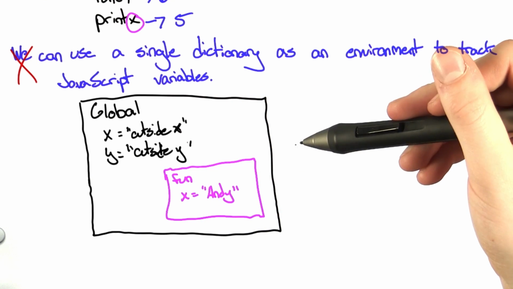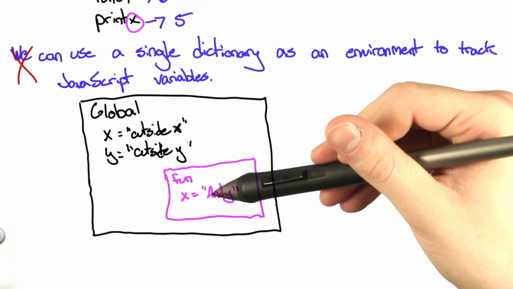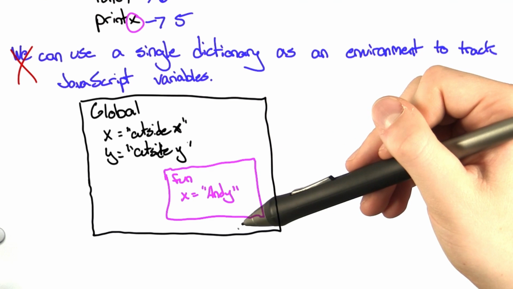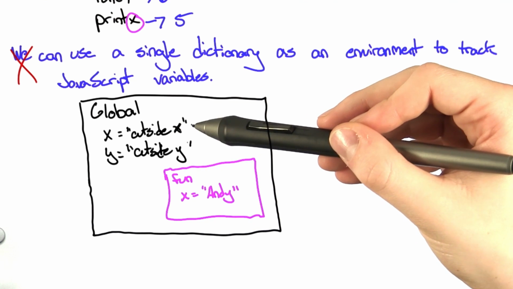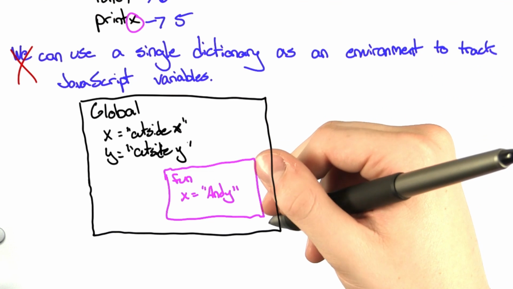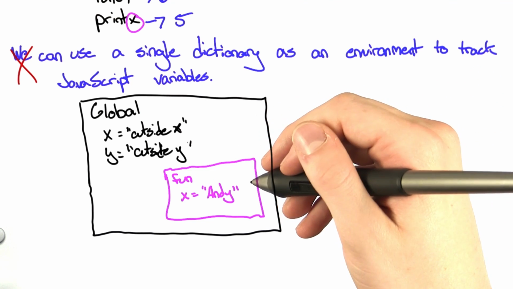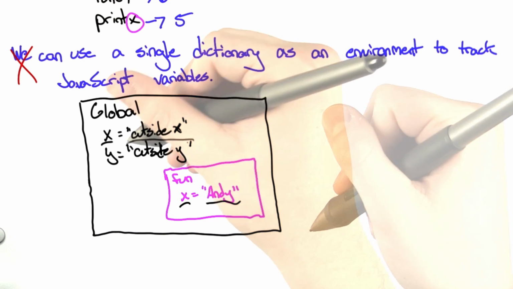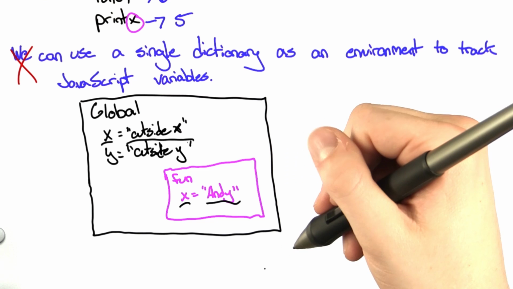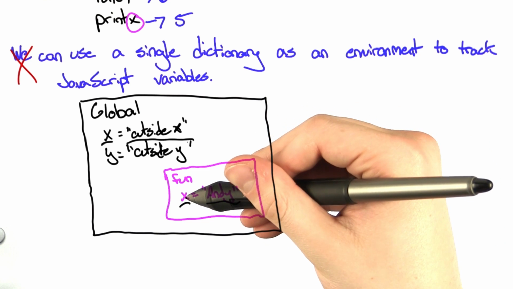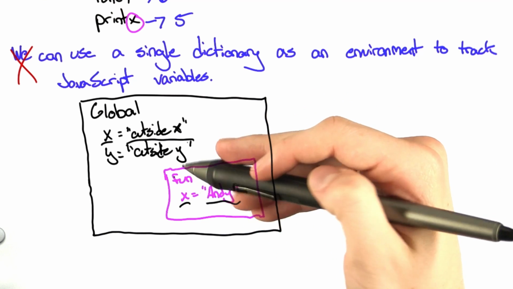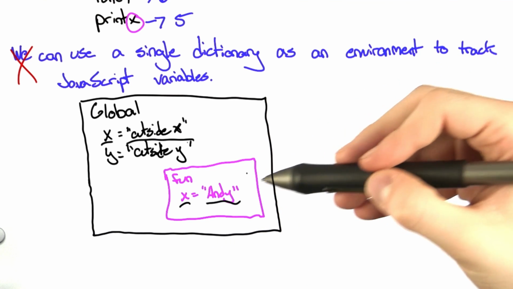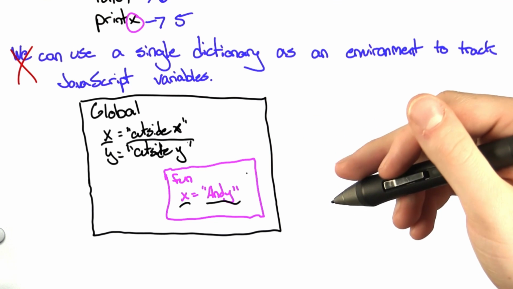Here I have a diagram of one possible environment. Within a function named fun, x can equal the string Andy, whereas in the global environment, x can be the outside x string. We generally represent each of these environments as a dictionary where the key is the name of the value and the value of that entry in the dictionary is the value of the variable. Because the name can be repeated and because a dictionary has unique keys, we're going to have nested dictionaries or more than one dictionary to easily represent our environments.